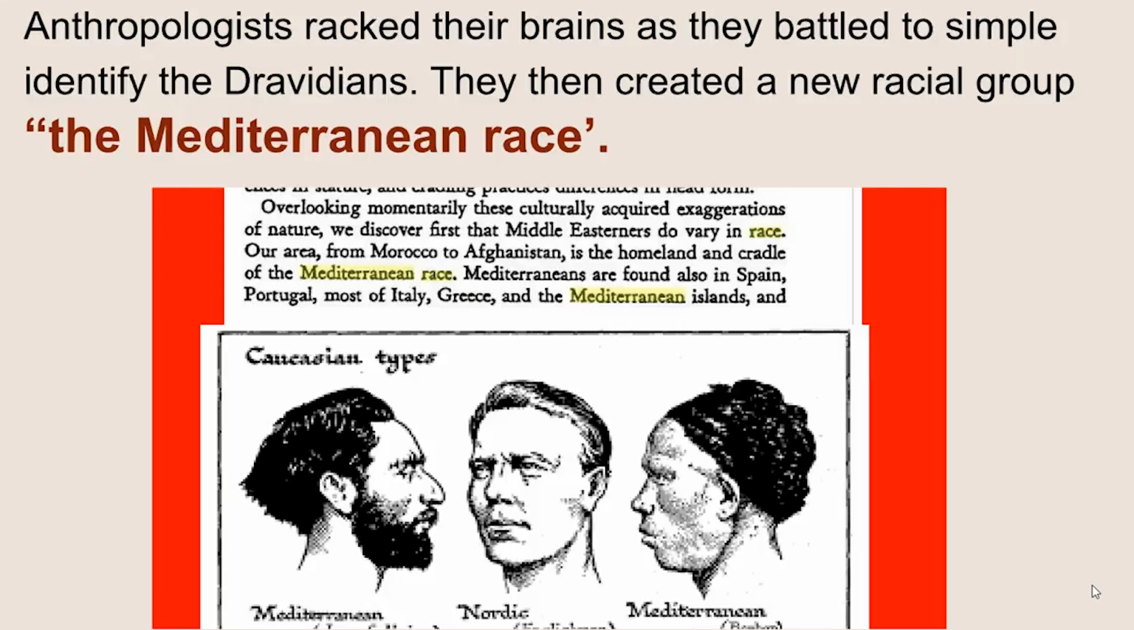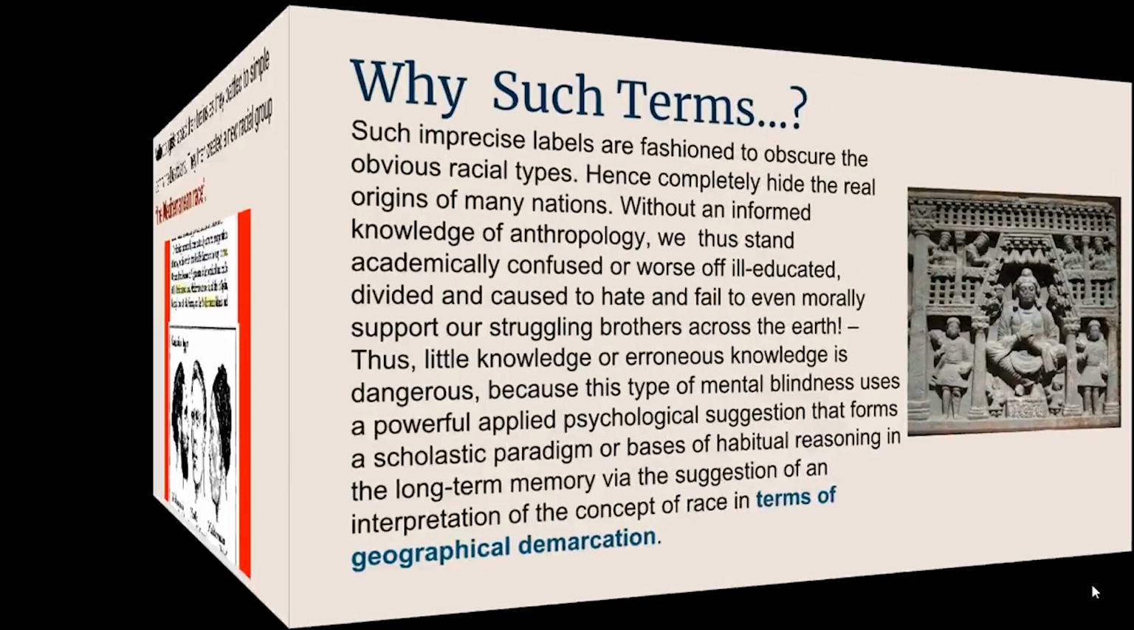Then he says, "Our area from Morocco to Afghanistan is the homeland and cradle of the Mediterranean race. Mediterraneans are found also in Spain, Portugal, most of Italy, Greece, and the Mediterranean islands." You see there, he never mentioned any African country. Why would he do that? Why use such terms? Very imprecise terms indeed.